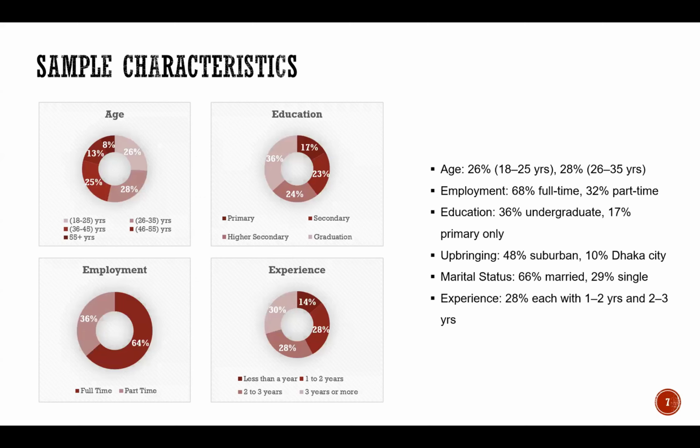Let me now show a brief overview of the driver demographics in our study. The sample reflects a young and diverse group. About 26% of drivers were aged 18 to 25, and 28% were between 26 and 35. Around 68% worked full-time. In terms of education, 36% had completed undergraduate studies, while 17% had only primary education. Nearly half of the drivers came from suburban areas, and just 10% were raised in Dhaka city. Around 2/3 were married. Finally, when it comes to experience, 28% had been driving for 1 to 2 years, and another 28% for 2 to 3 years, indicating a moderately experienced workforce.